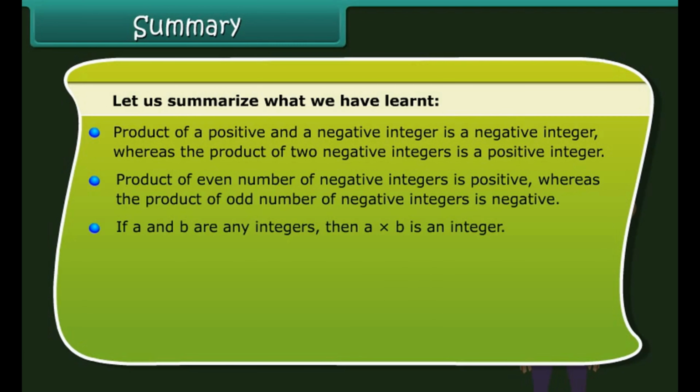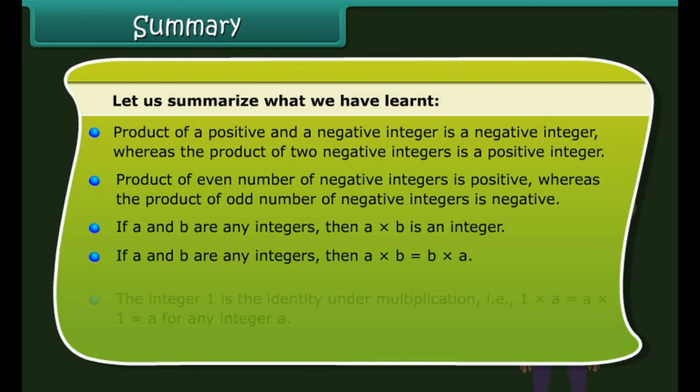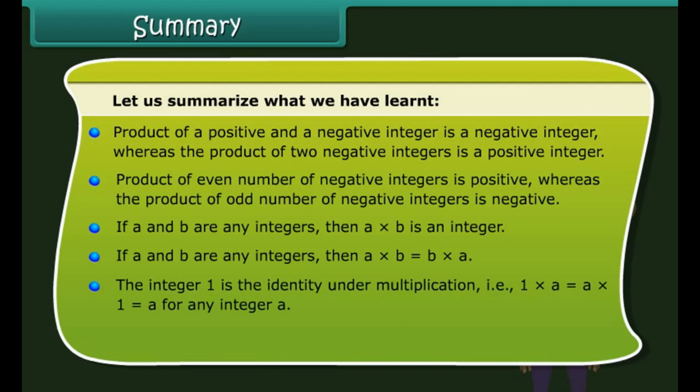If a and b are any integers, then a × b is an integer. If a and b are any integers, then a × b is equal to b × a. The integer 1 is the identity under multiplication, that is, 1 × a is equal to a × 1 for any integer a. If a, b and c are any integers, then (a × b) × c is equal to a × (b × c).